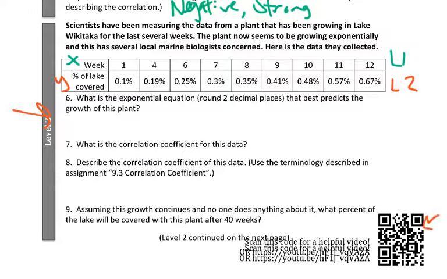Don't ask me what happened down here. I have no idea. Anyway, question 9 is asking you to use your equation from question 6 and plug in a 40 for x, since our x numbers were weeks. So it wants to know how much plant there is after 40 weeks.